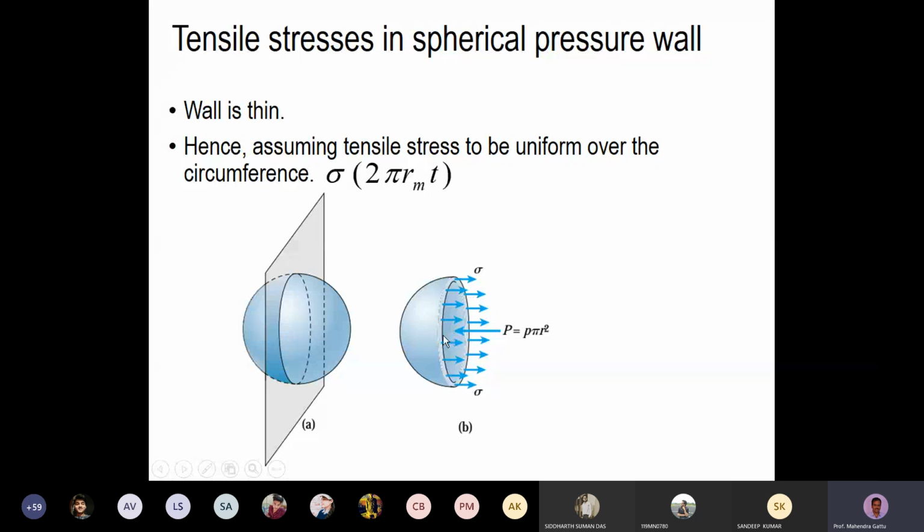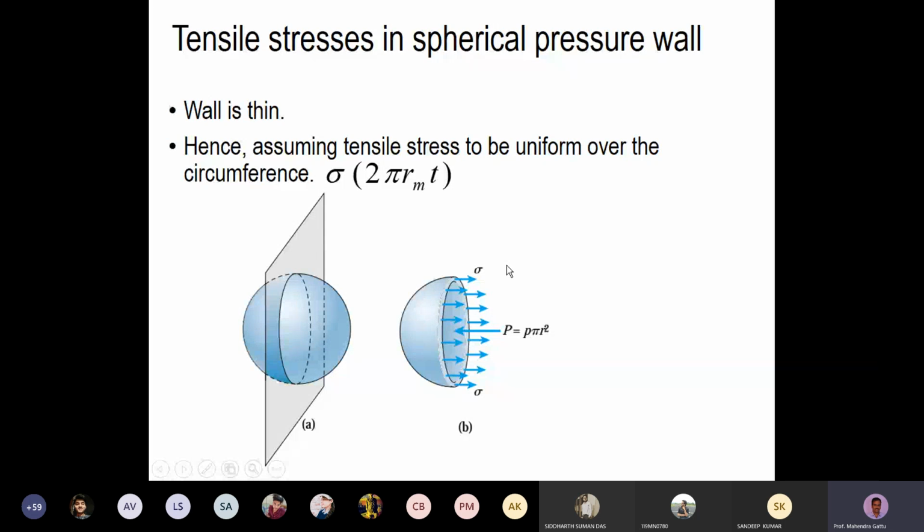We assume that there is no variation of the sigma along the thickness. Because the thickness is very small, we can approximately assume that it is uniform. So sigma will be the total force in the rightward direction. The area will be circumference, 2 pi rm times t. What is rm? Rm is the mean radius.